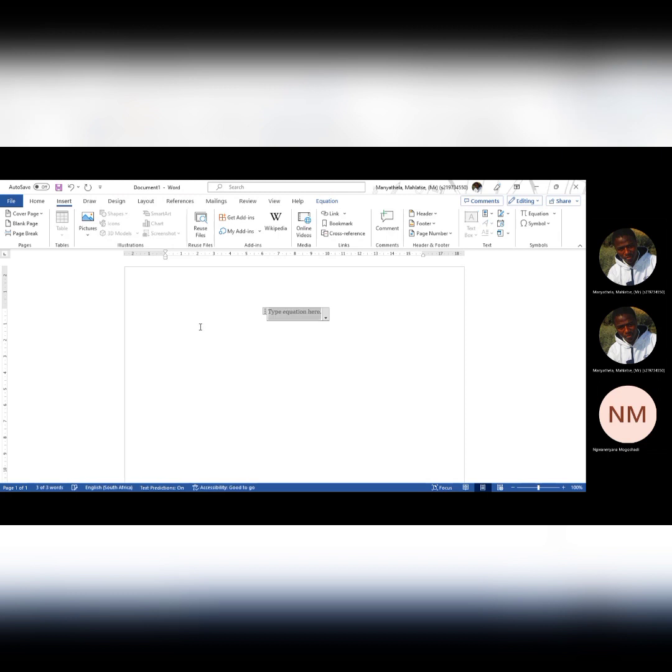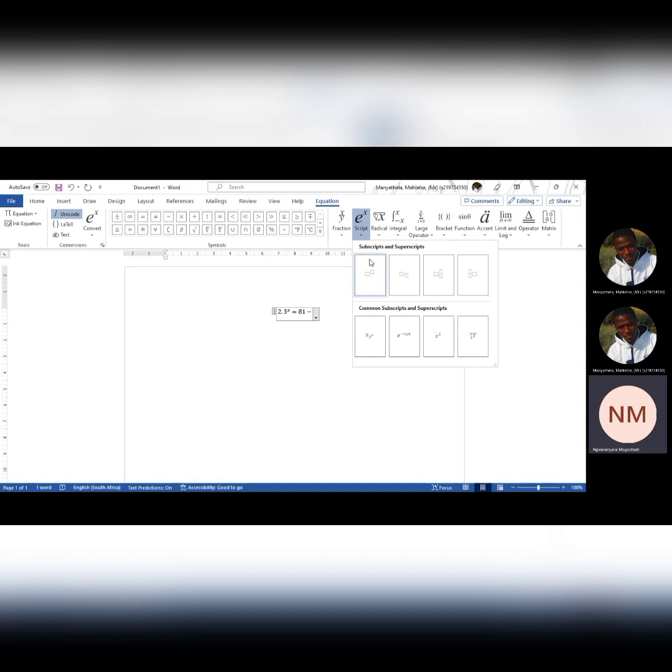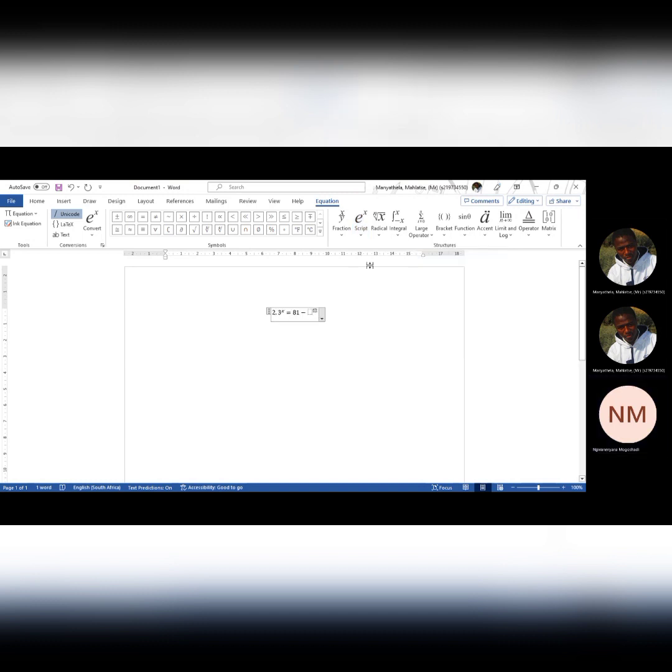Number 3 is 2 times 3 to the exponent x equal to 81 subtract 3 to the exponent x, right?